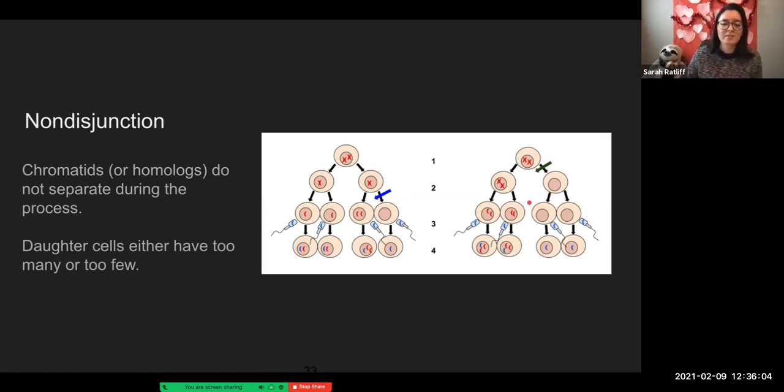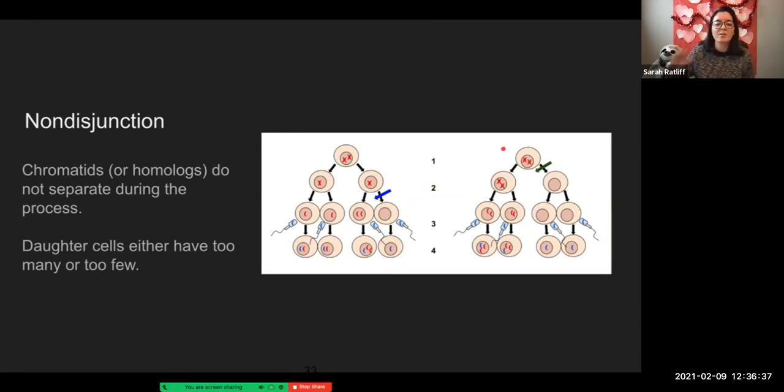So during our meiosis, it can happen in 2 different places. It can happen during meiosis 2, where when we're separating during anaphase and telophase, we're not getting the correct number of chromosomes in each of those cells. So for example, down here on the right, one of them has 3 chromosomes and one of them has 1. They're supposed to have 2 each.